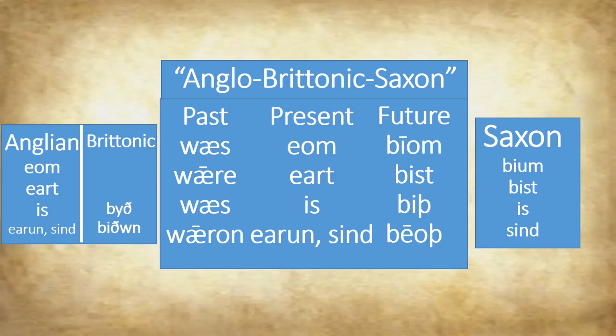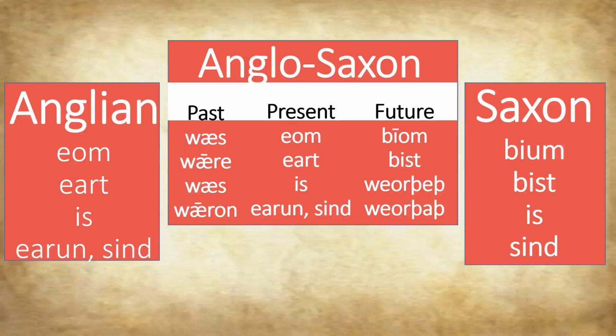So anyway, interestingly enough, with this Anglo-Brittonic Saxon, the B forms become the future, and the am, the R form, or as known, the S form, becomes the present. But our was and were and was and weron remain the same. That form doesn't really change that much. And then we got sind, that's something you see throughout Germanic languages.